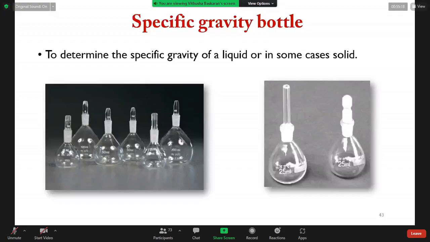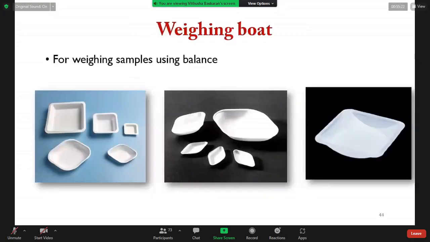This is used to determine the specific gravity of a liquid. And the weighing board is used for the weighing of samples using the balance. So you can place this weighing board in the balance, and then you have to do the zero setting. Then you can weigh the sample in this weighing board.